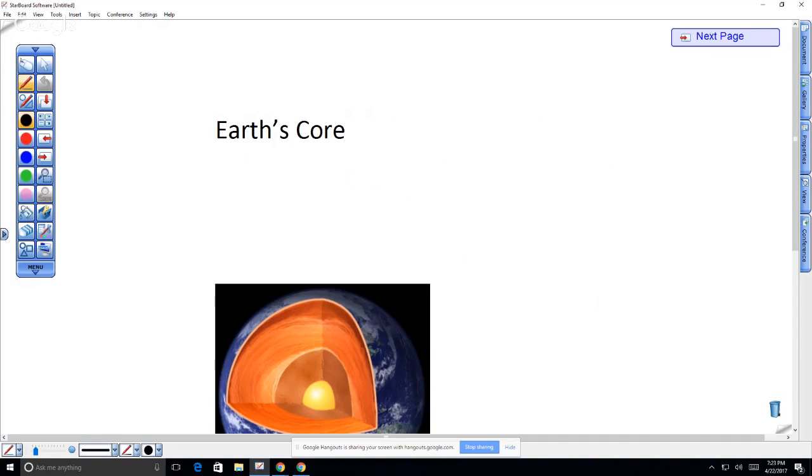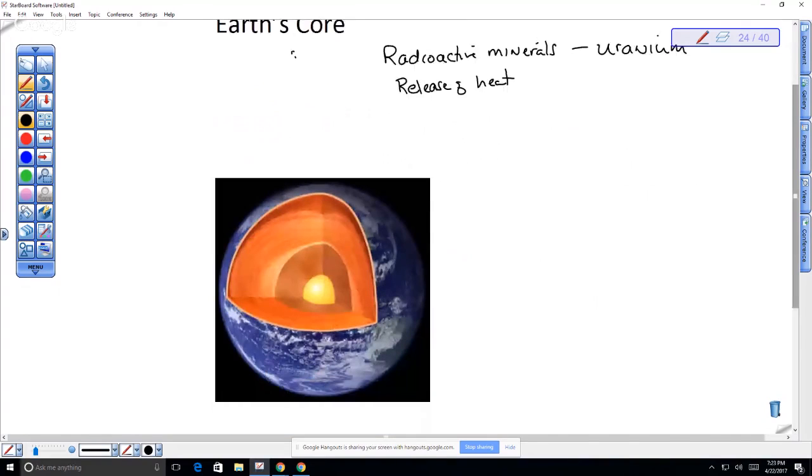Okay, so the other source of energy is the Earth's core. So we have radioactive minerals, for example, like uranium. These release heat. So this causes a release of heat, of energy. And the heat, the center of our planet is actually liquid, right? And the heat moves out to the surface. So the heat moves from center outward. Heat always flows from a high concentration, more molecular movement, to a lower molecular movement. So it moves from center outward.